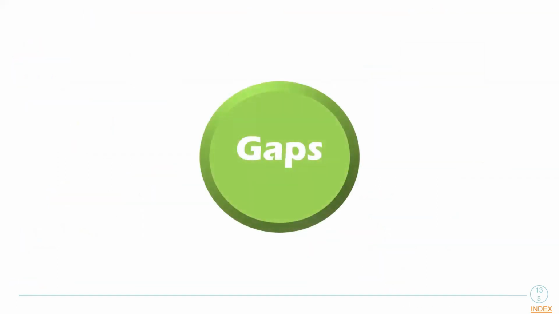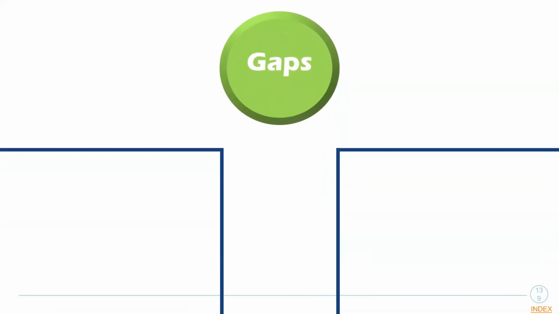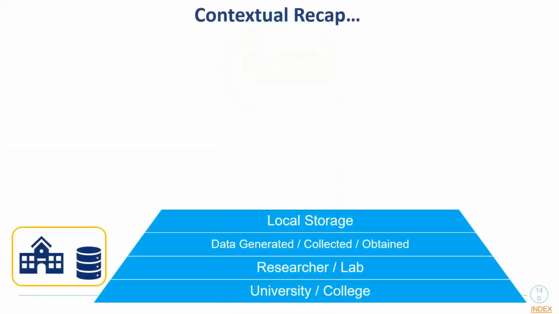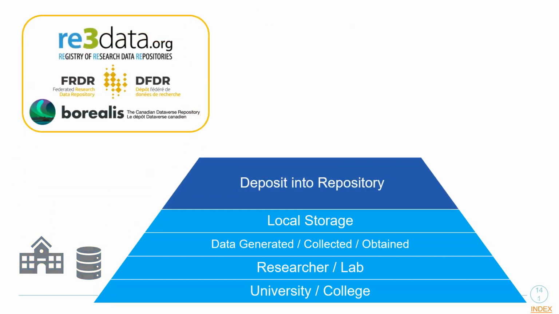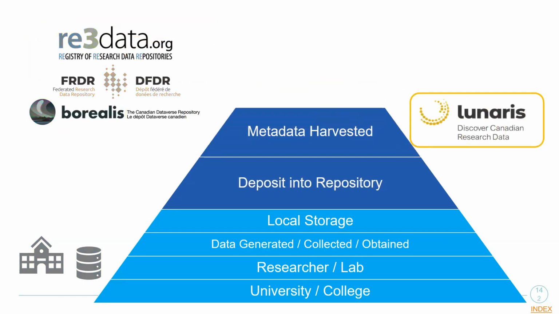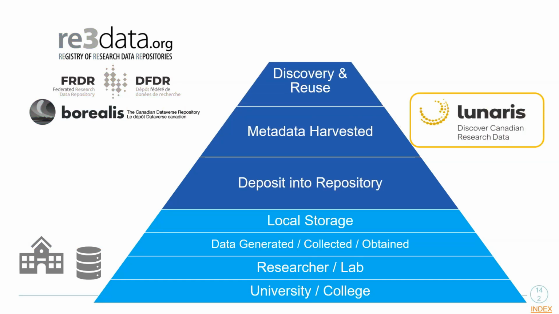So let's turn our attention now to gaps. Starting with the conceptual recap of what we've covered so far, we have researchers at a university or college setting up research projects that involve data generated, collected or obtained, and analyzed on local storage using local computing resources. Final data are then deposited into recognized repositories such as FRDR, Borealis, or others. Data are harvested into Lunaris for discovery and reuse.